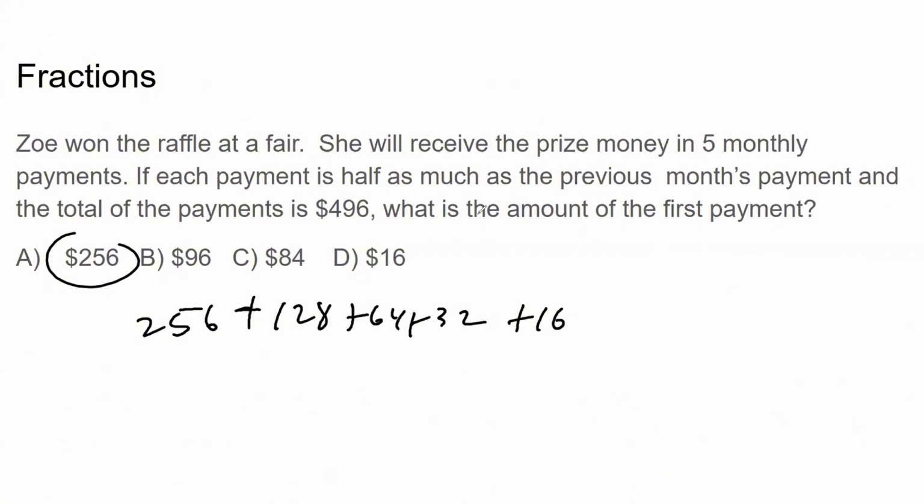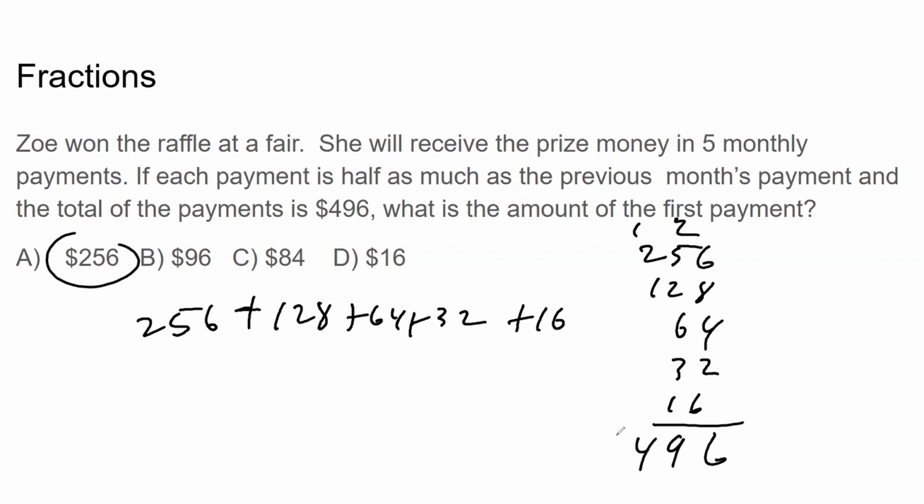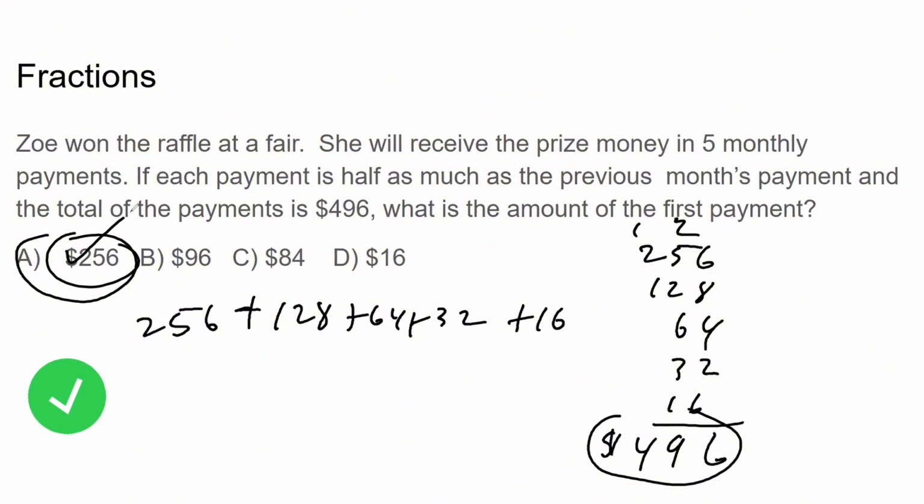All right. So then it should add up to 496. So we can actually do the math and see. 8, 12, 20, 26... 496. So it turns out A is correct and that works.